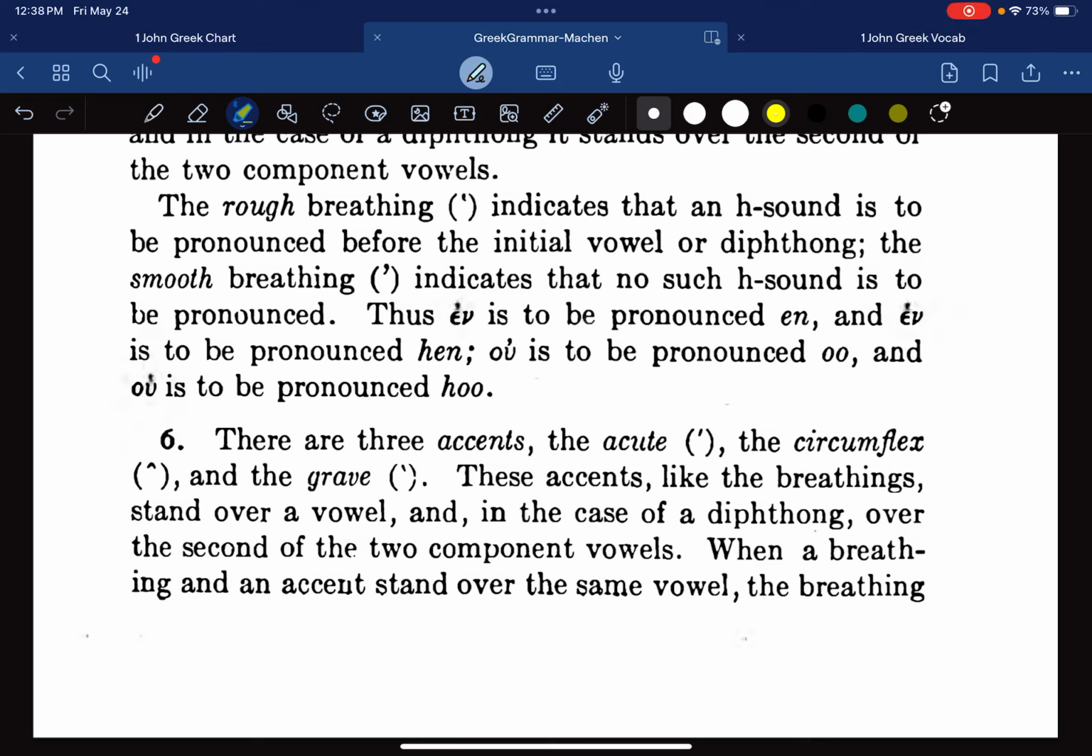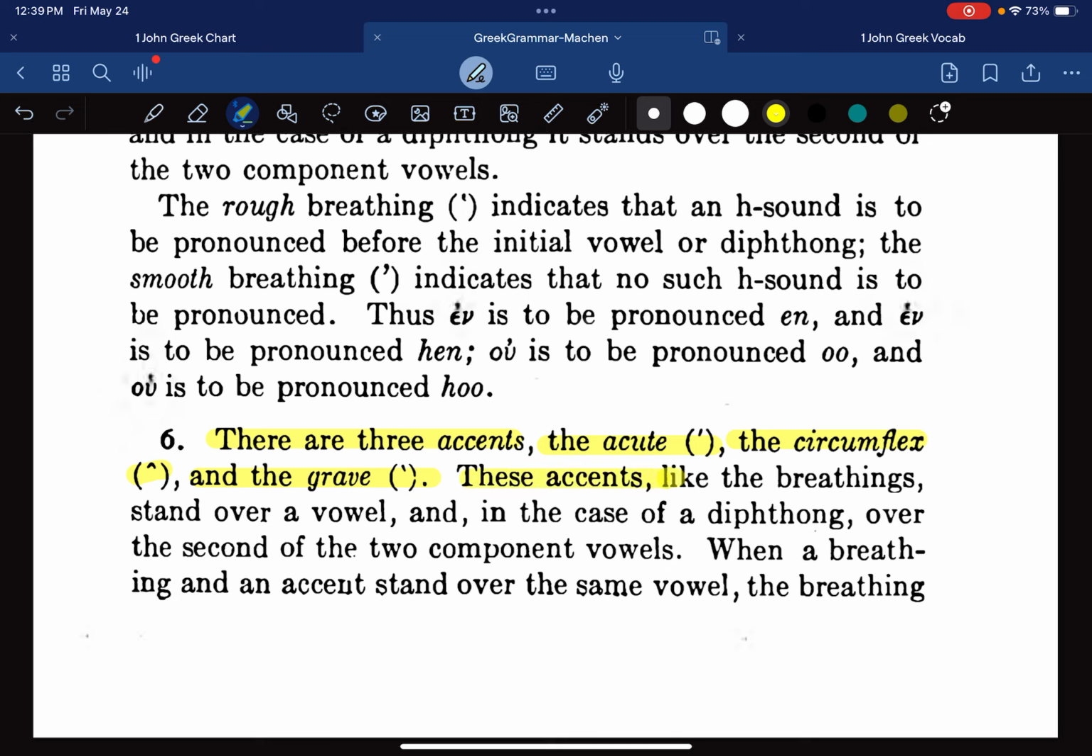Welcome to our Greek lesson number 1.6. In this lesson we're going to be learning about the accent marks. There are three accents: the acute, the circumflex, and the grave.